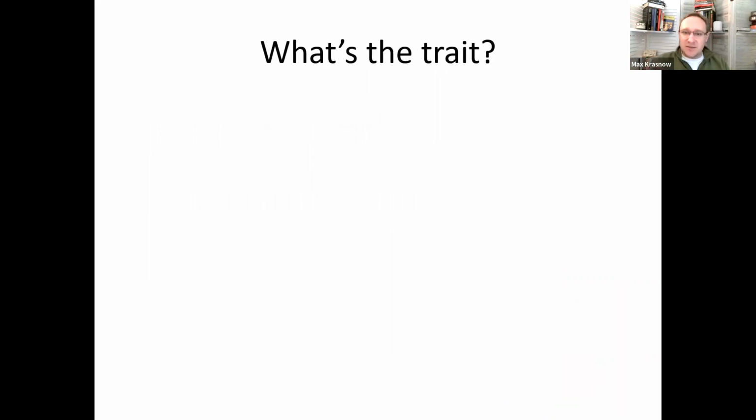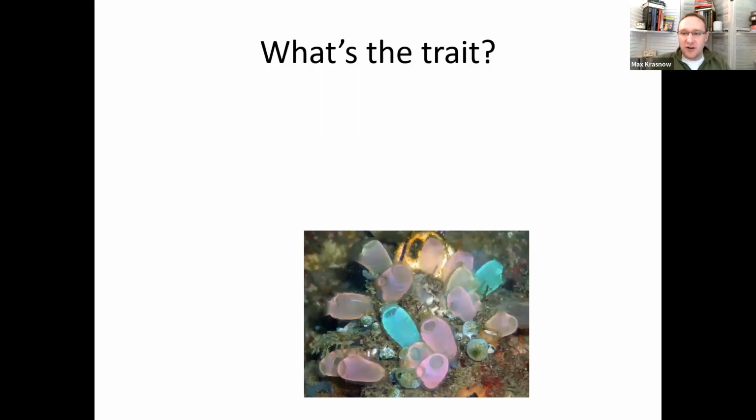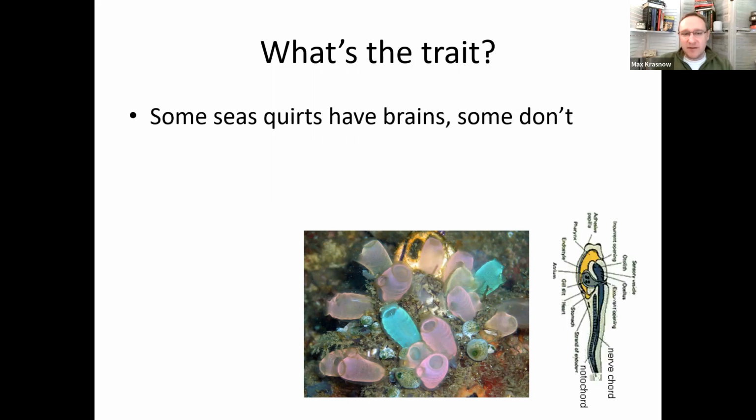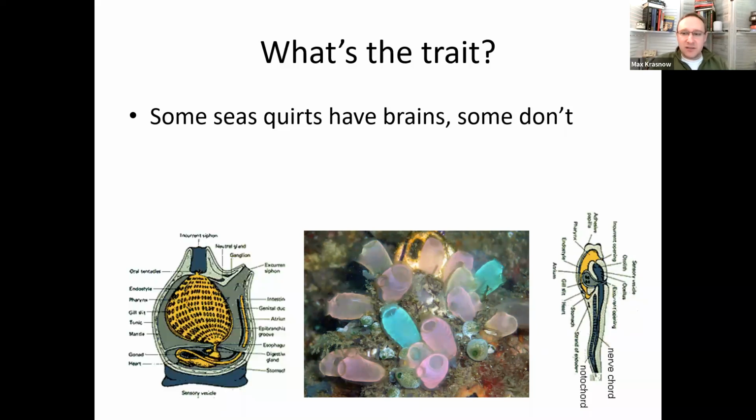Here's an example I like to use where understanding what the trait is can have dramatic effects. These little creatures are known as sea squirts or ascidians, and here's a group of them perched on this rock. A funny thing about sea squirts is that some of them have brains. That's the long, skinny, yellow stripe down the middle. That's their nerve cord. And some of them don't. That one doesn't have a brain.